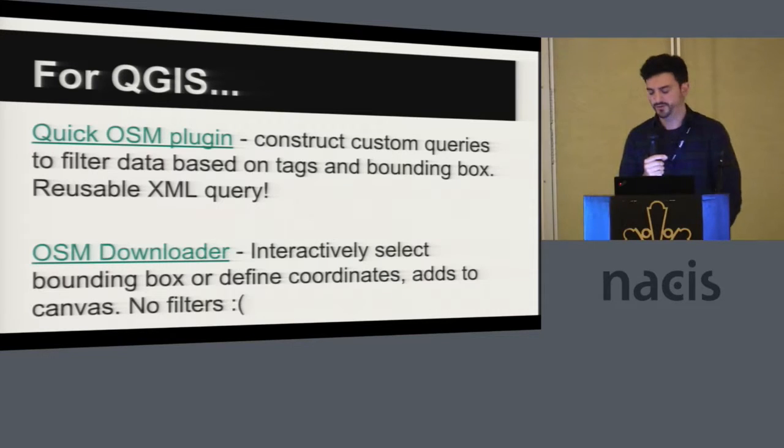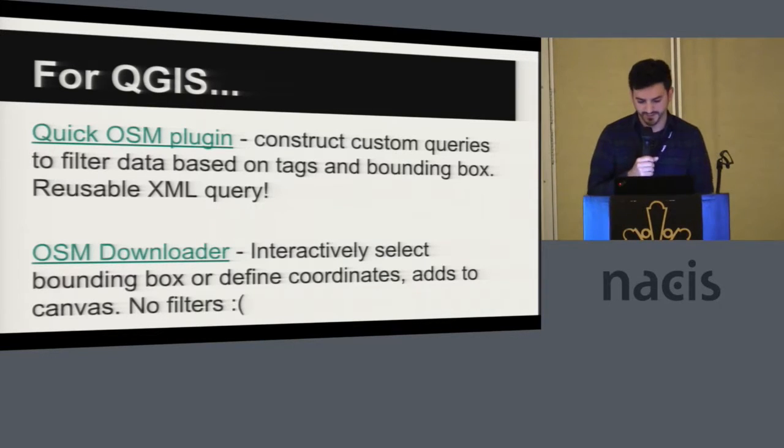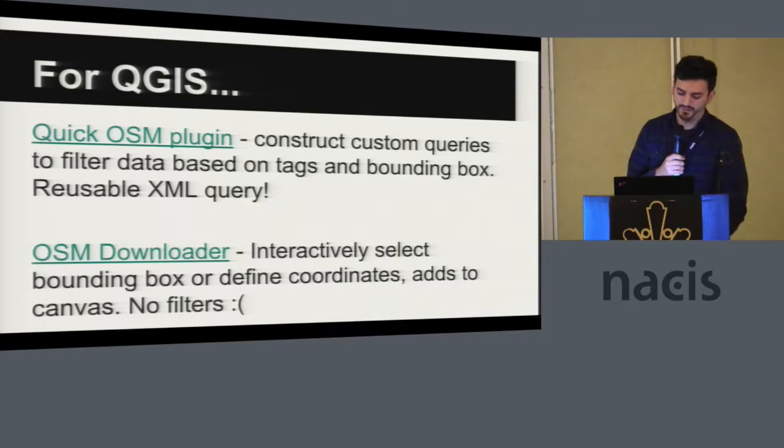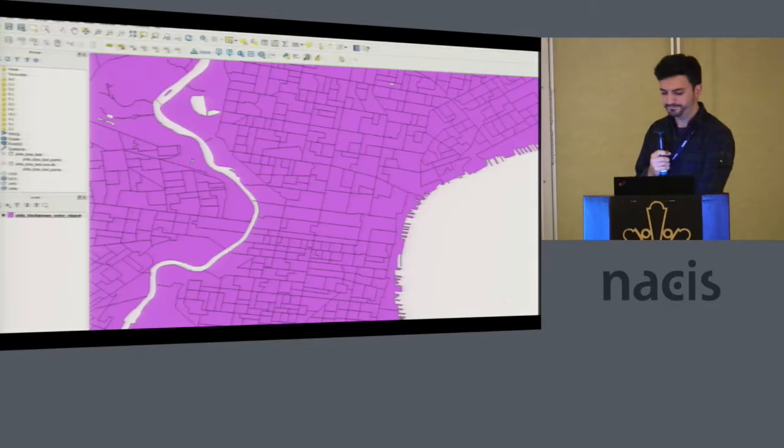It also creates a reusable XML query that you can use later on to download that data again if you want to. There's also OSM Downloader, and you can interactively select the bounding box or define coordinates. It adds all the data right to the canvas for you. In QGIS, there aren't any filter options for that.